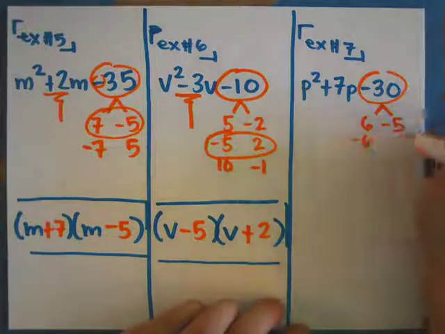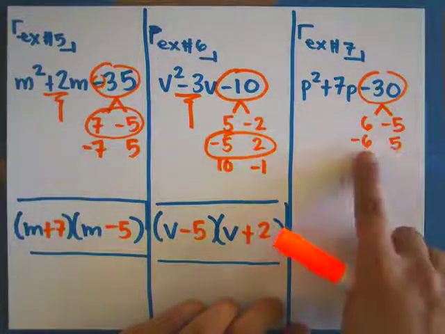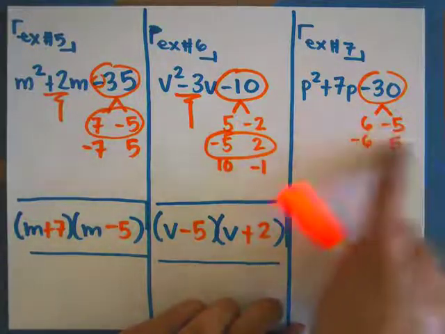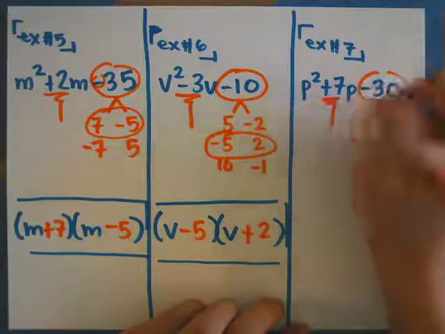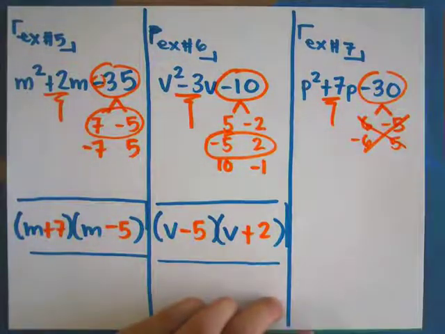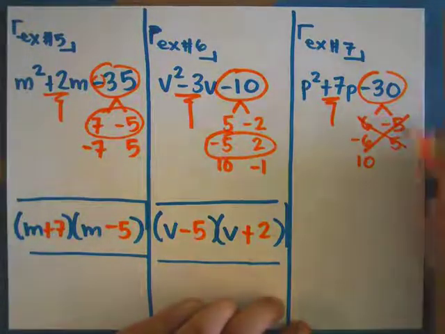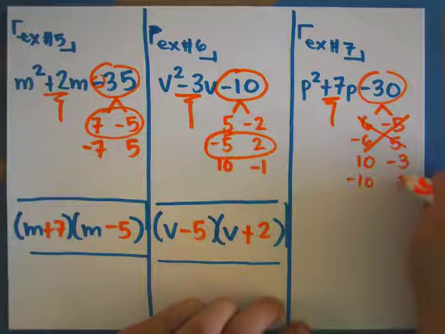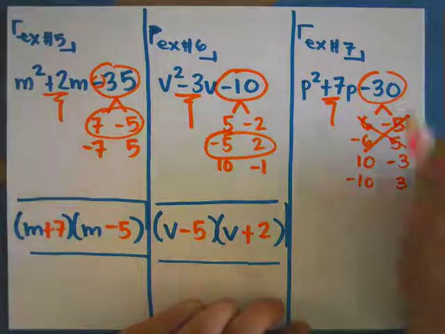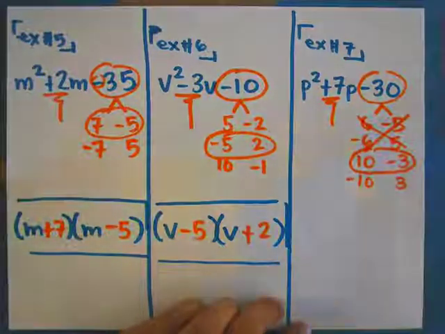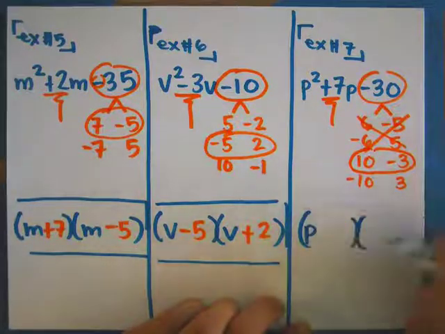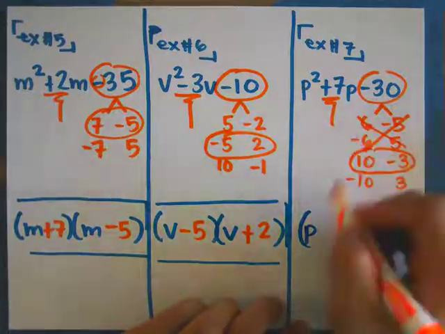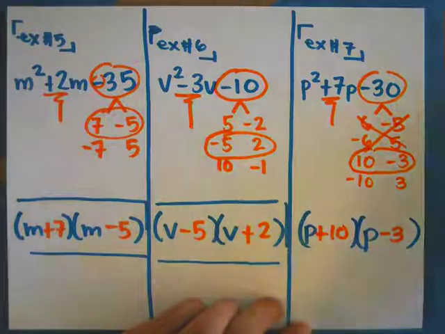We can also go negative 6 times 5. Remember, one has to be positive, one has to be negative. But when you add them up, this is going to be positive 1, this is going to be negative 1. We want negative 7 over here, so this is probably not the case. We're not going to use these. Another pair I'm thinking of are the 10s. So we can go 10 times negative 3, negative 10 times positive 3, and I believe we do have a pair, and it's going to be this one over here, because they do add up to positive 7. 10 plus a negative 3 will be that. Okay, so your two factors are going to be p plus 10 and then p minus 3.